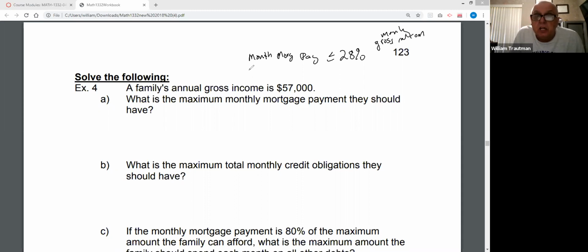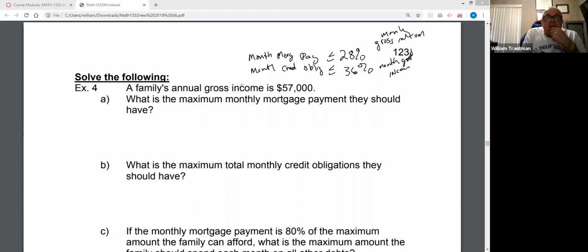And then it says your monthly credit obligation has to be less than or equal to 36% of your monthly gross income. Same thing. Monthly gross income.